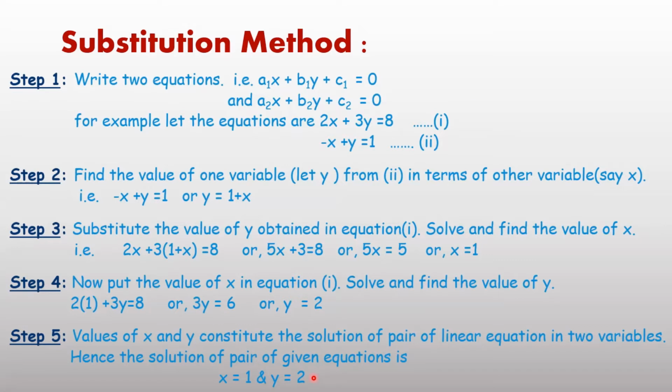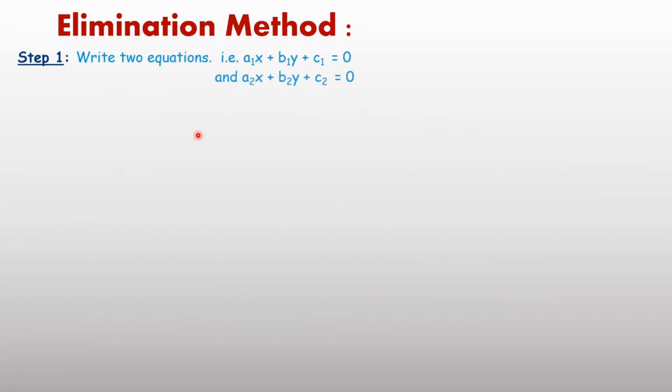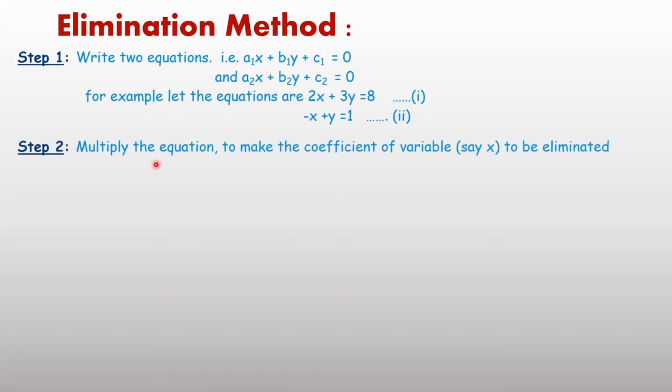Now next method, elimination method. Again, step first, you have to write the linear equations in two variables as written here. I have taken the same example, 2x + 3y = 8 and -x + y = 1. Eliminate means you have to eliminate any one variable, x or y, by equating coefficients. Step first, what you will do? Here the equations will be written.